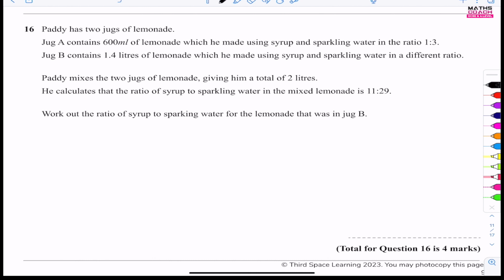Question 16, Paddy has 2 jugs of lemonade. Jug A contains 600 milliliters of lemonade, which he made using syrup and sparkling water in the ratio 1:3. Jug B contains 1.4 liters of lemonade, which he made using syrup and sparkling water in a different ratio. Paddy mixes the 2 jugs of lemonade, giving him a total of 2 liters. He calculates that the ratio of syrup to sparkling water in the mixed lemonade is 11:29. Work out the ratio of syrup to sparkling water for the lemonade that was in jug B.